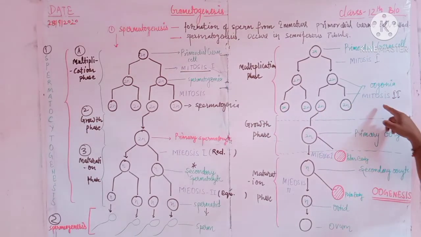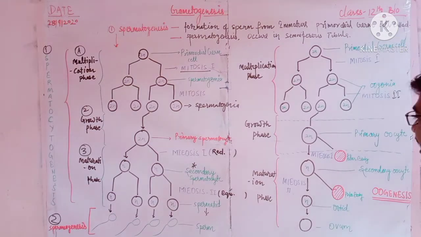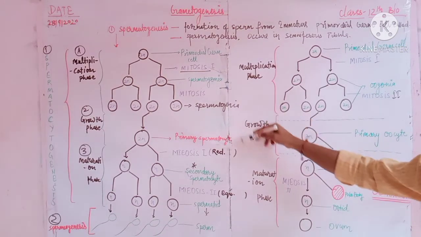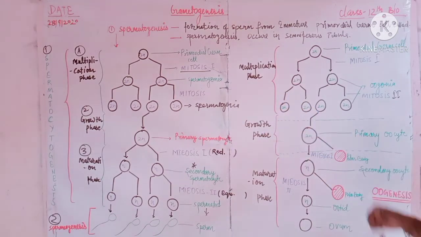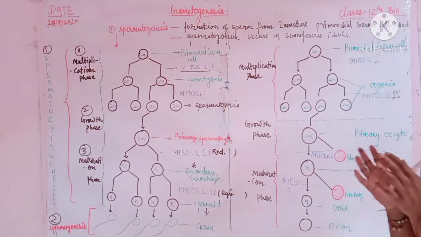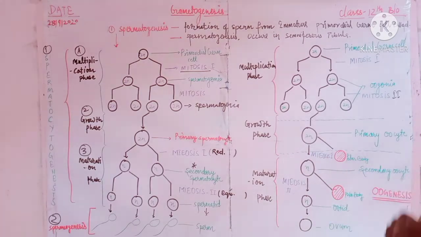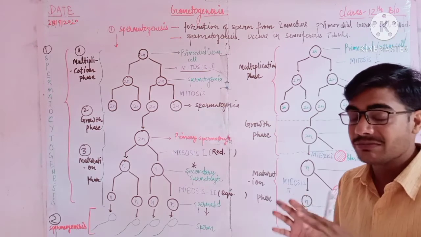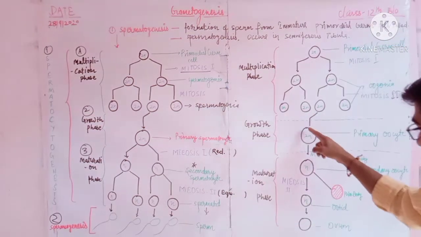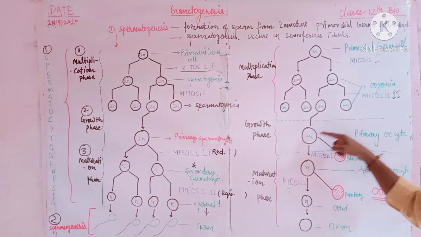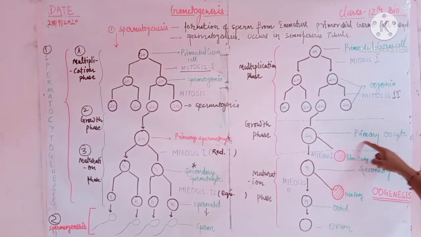These oogonia then go into the growth phase. What happens in the growth phase? One of these oogonia becomes larger in size, accumulates food material, and becomes conspicuous. This enlarged oogonium is called the primary oocyte.